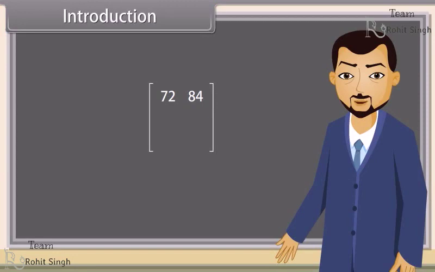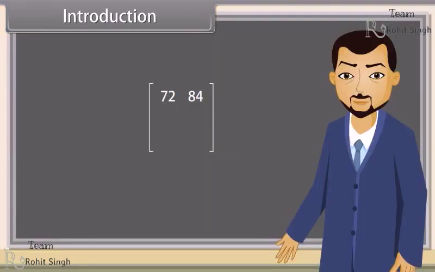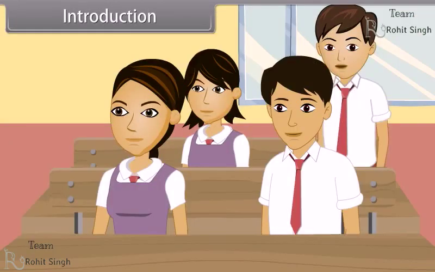Okay. Shraddha, now you tell me, how much did you score in science and maths? Teacher, I scored 86 in science and 85 in maths. Okay. 86 in science and 85 in maths. Pratik, you tell me now. Teacher, 67 in science and 72 in maths.